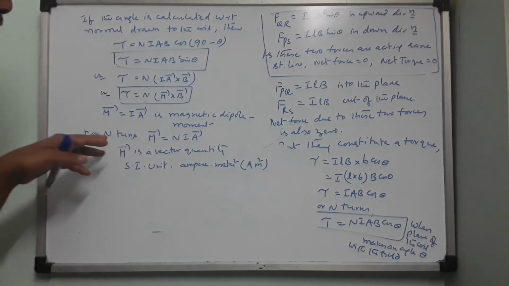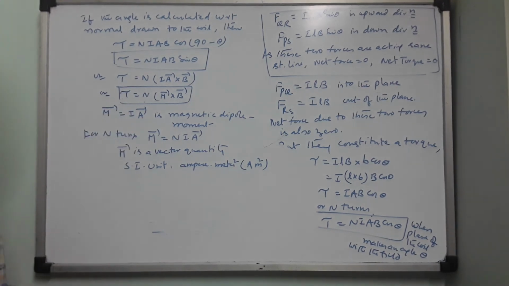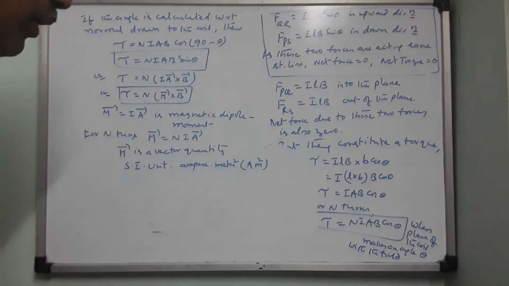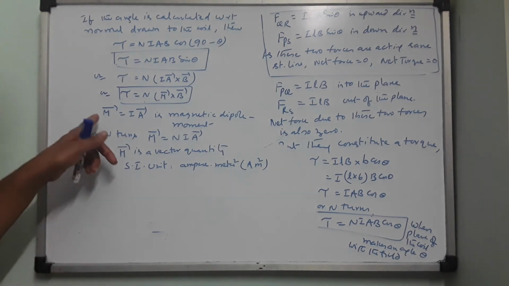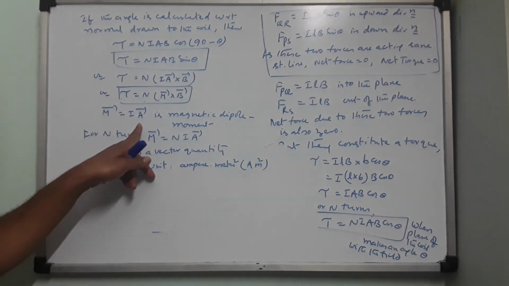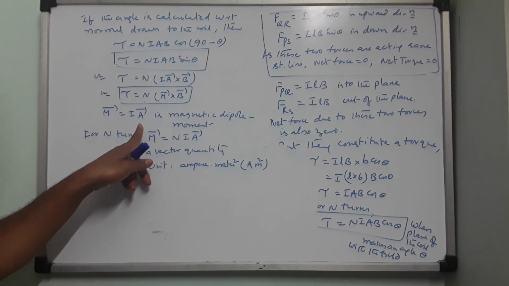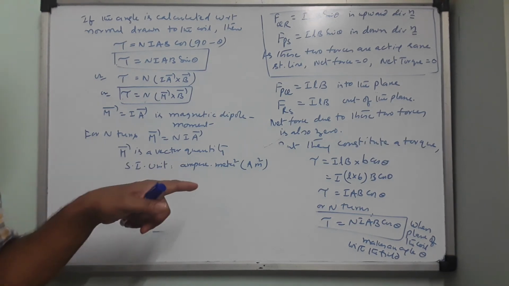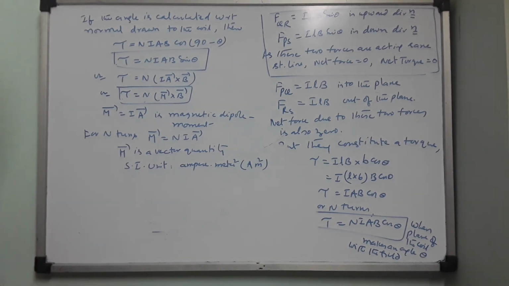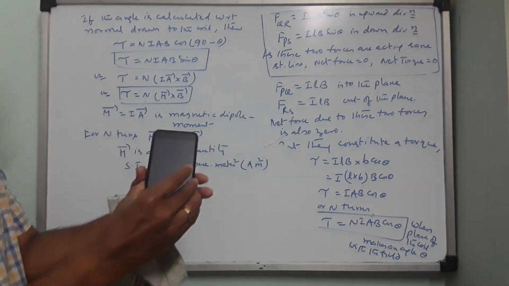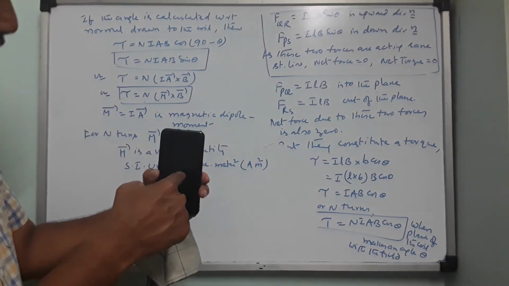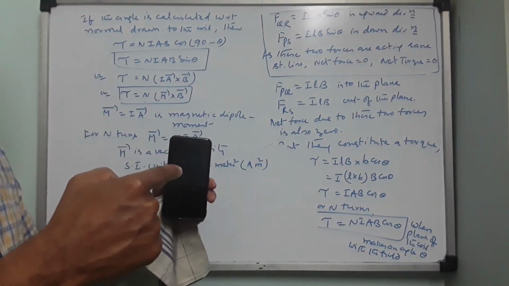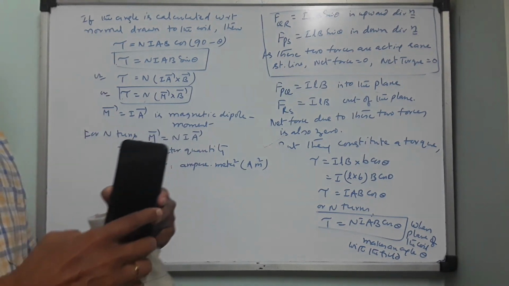So magnetic dipole moment, how do you define it? It is a product of current and area of the coil. Is it a vector or a scalar? It is a vector quantity. The direction is the same as the normal drawn to the coil. So if this is the coil and this is the normal, then the dipole moment also points in the same direction, because area is pointing in the same direction.